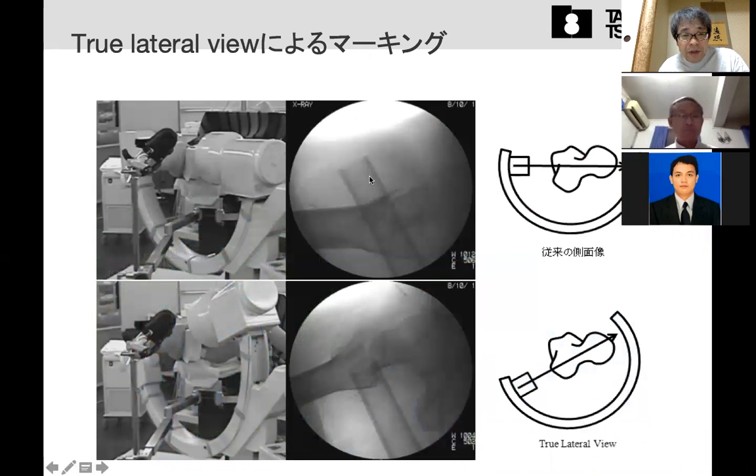It is very important to draw the line using a true lateral view. So this is the conventional lateral view. This is horizontal to the floor. But to the femoral head, it is an oblique view, because most femoral bones have an anteversion. But the degree of anteversion is different among patients. So instead of rotating the femoral bone, they rotate the serum.